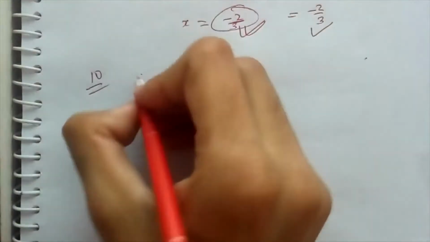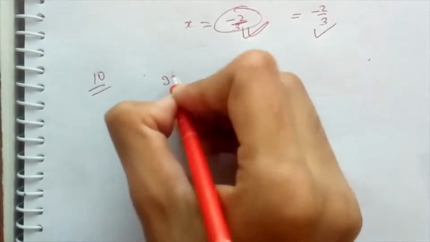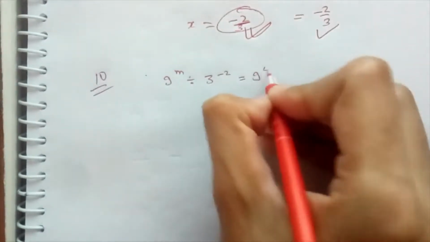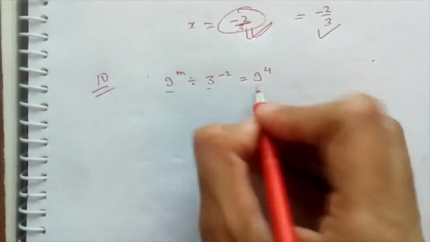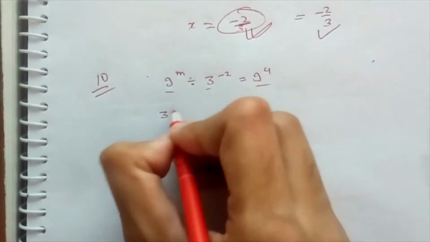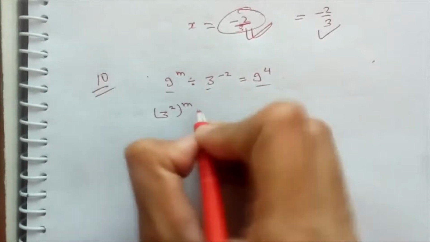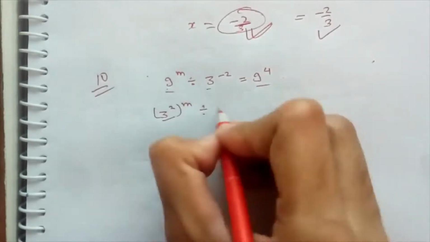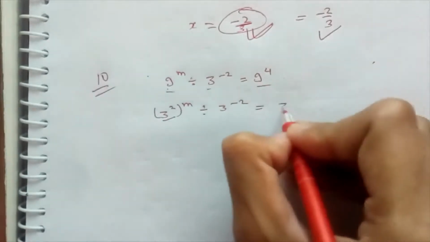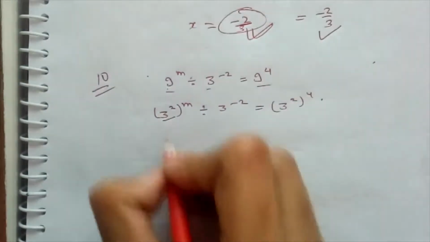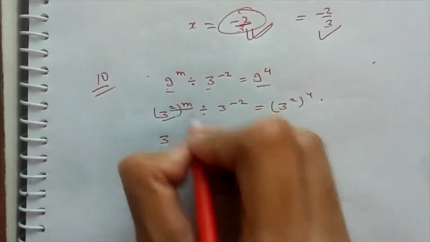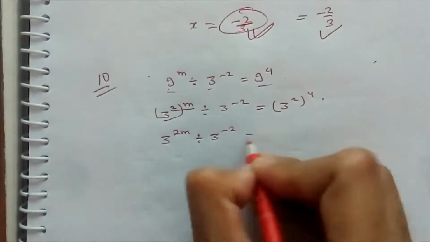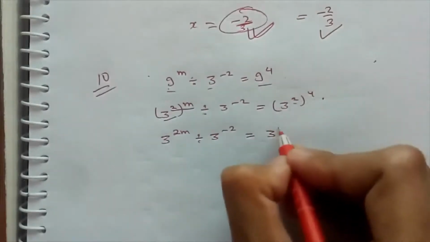So question number 10 says find the value of m. 9 to the power m divided by 3 to the power minus 2 is equal to 9 to the power 4. Let's simply write it to the base of 3 to the power 2m, because 9 we can write as 3 to the power 2, divided by 3 to the power minus 2 is equal to 3 to the power 2 to the power 4. So powers are in multiplication. 2m divided by 3 to the power minus 2 is equal to 3 to the power 4 times 2, that is 8.